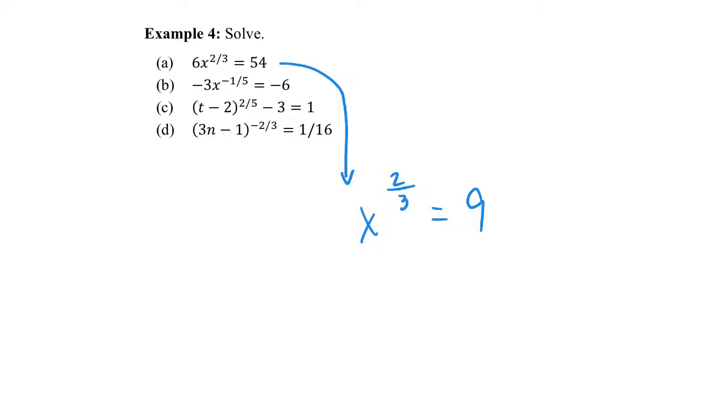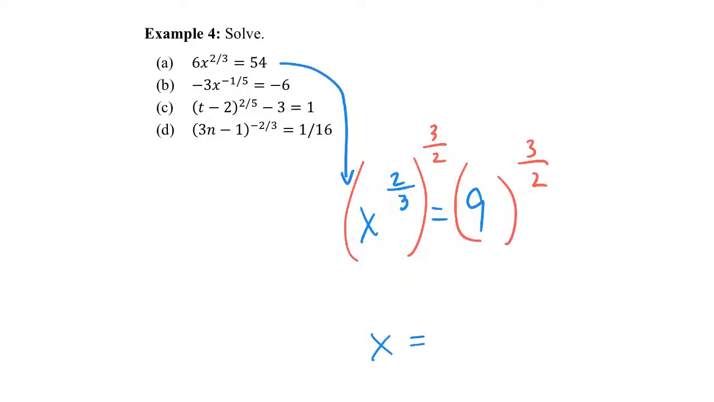So yes, Alex is right. Let's raise these both to 3/2. If I do something to one side, I got to do it to the other for equations. So let's do this and this. Now, as Alex said, if you raise something to its reciprocal exponent, what do you just get? Only the base by itself. So this is just going to give you x on the left side.